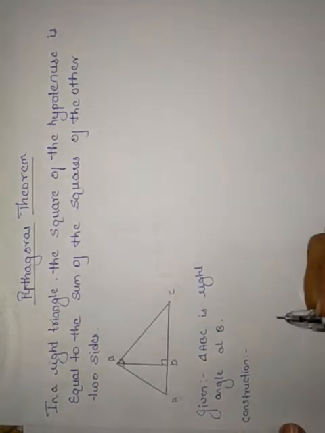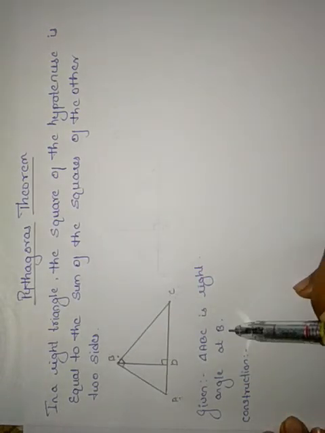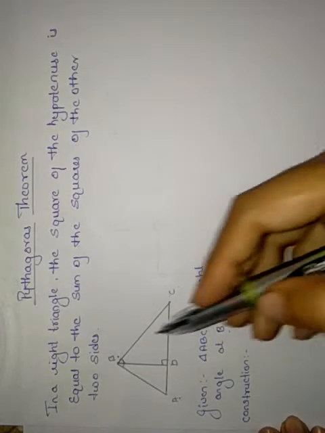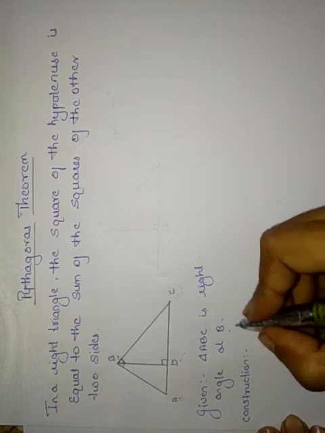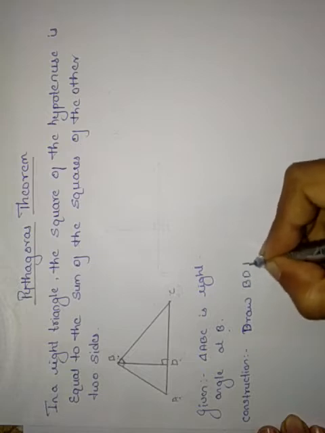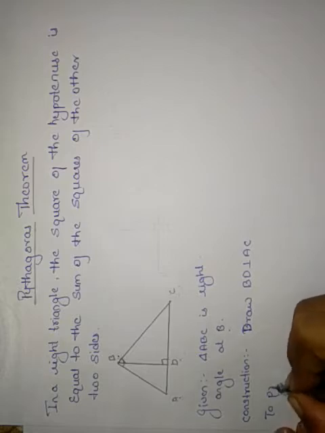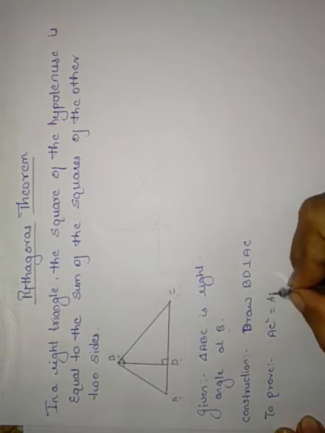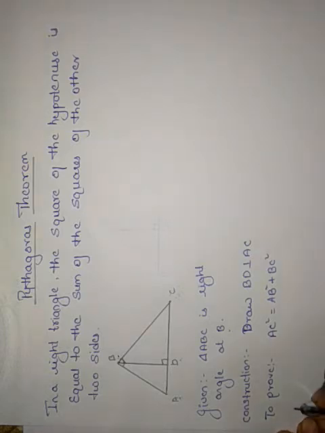Okay, what have they given here? Here they have given triangle ABC is right angled, right? It is right angled at B. Now construction: I have made here one construction, that is I have drawn a line BD perpendicular to AC. Draw BD perpendicular to AC, isn't it? Now we need to show that AC square is equal to AB square plus BC square. This one we need to show. So let's begin the proof.